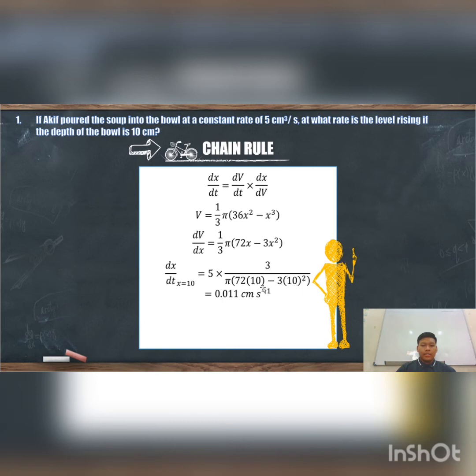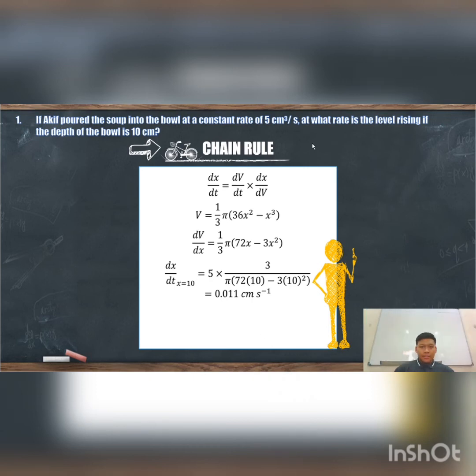So the value of x, just substitute with 10 because it had been given in the question, and 5 is the value of dV/dt. And after we multiply them, the final answer we get is 0.011 centimeter per second.